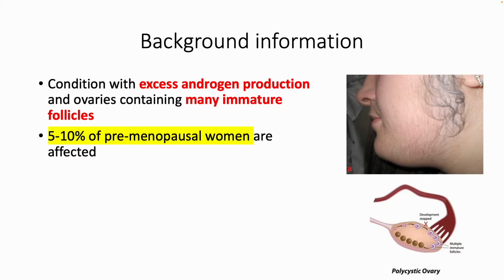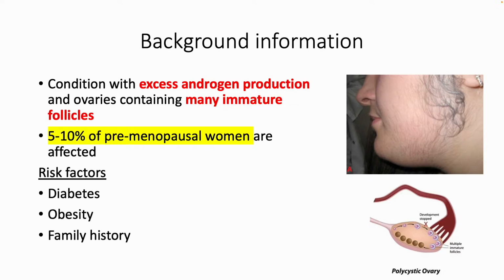5 to 10% of premenopausal women are affected, and some of the main risk factors to be aware of are diabetes, obesity, and family history. And indeed, 70% of women presenting with polycystic ovary syndrome are obese women.